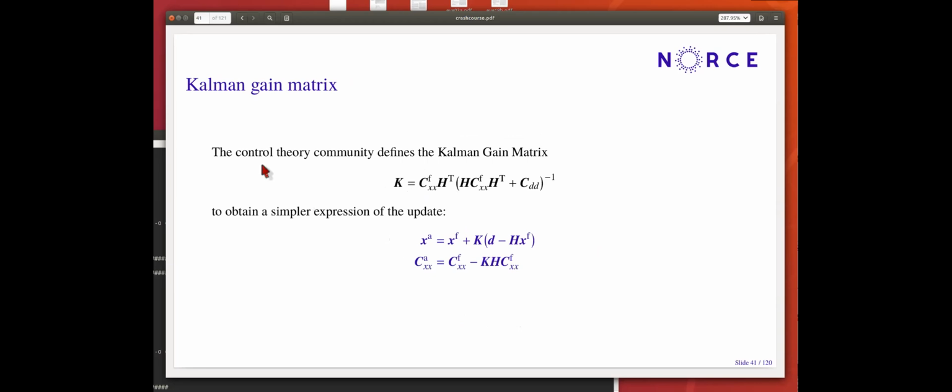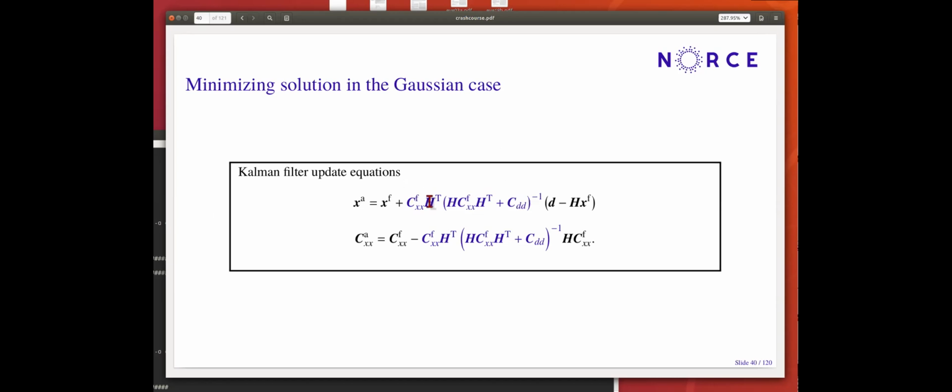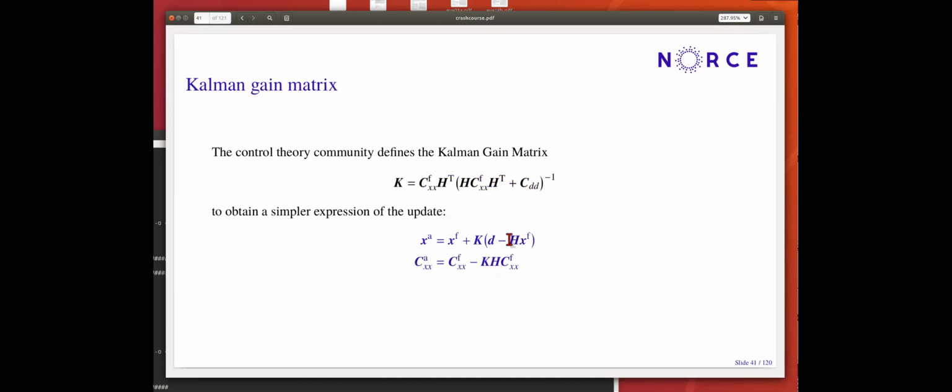In the control theory community, one defined something called the Kalman gain matrix. The Kalman gain matrix is just this part here. And we use it both in the update equation and the update equation for the posterior covariance. And then we can simplify the equations like this. This is what you normally will see in the literature, or if you read about Kalman filter applications. A problem with this equation is that, at least when we start working with ensemble methods, you will not compute this matrix, and I will come back to why. So it's an inconvenient form to have, at least for the computational algorithms.